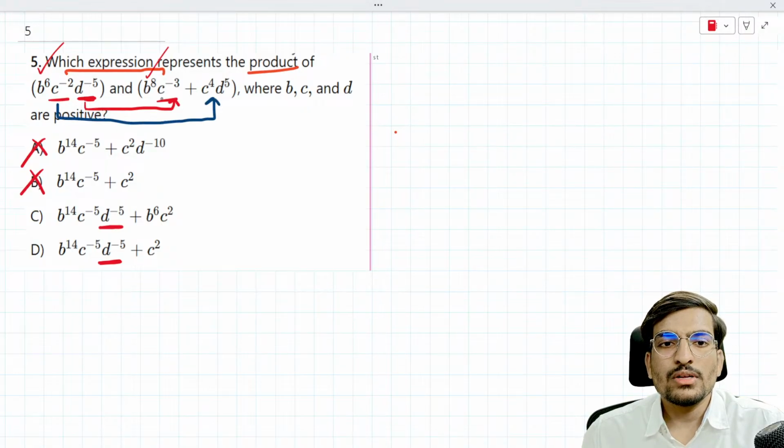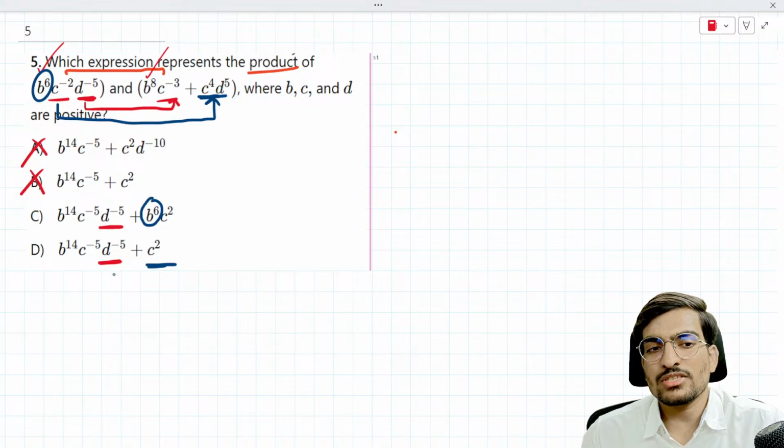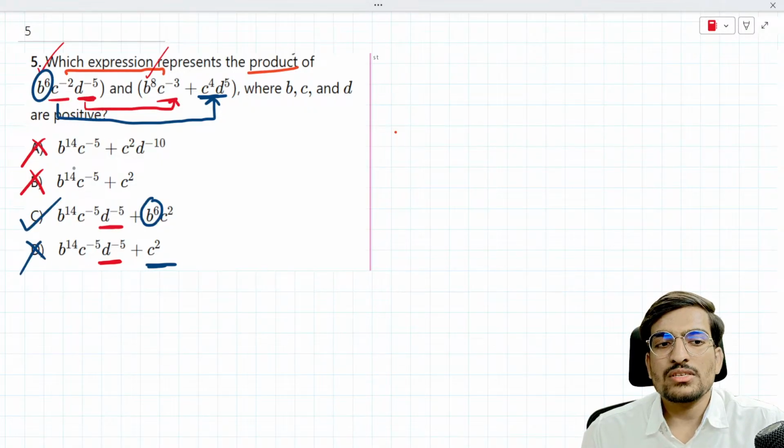Is there any b term here? No. So we have b raised to the power of 6 only. So that's going to be b raised to the power of 6. Stop calculating because there is no b raised to the power of 6 in option D. So option C is correct.